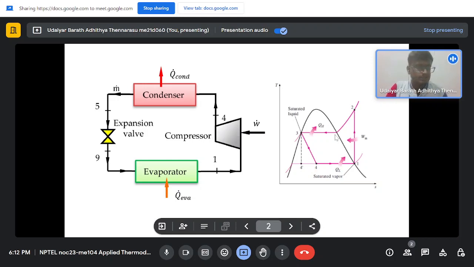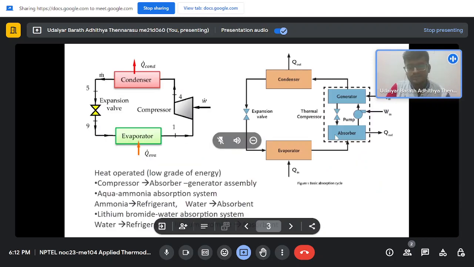So this is the basic idea of how a vapor compression refrigerator works. The next is a vapor absorption refrigerator. In a vapor absorption refrigerator, the idea is used when you have a low grade of energy. So you have some amount of energy which is there, and you want to use that energy. It can be geothermal energy, or solar energy, or you are in a process industry and you have some waste heat which you are dumping in the atmosphere, but you want to make use of it.